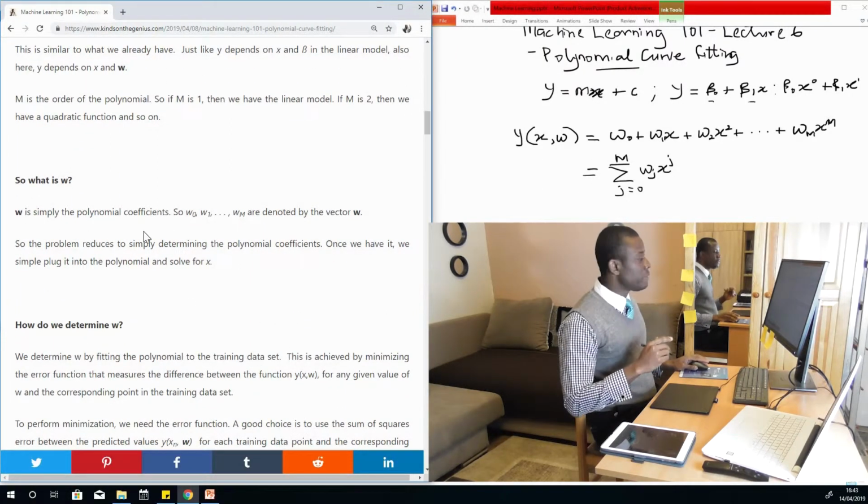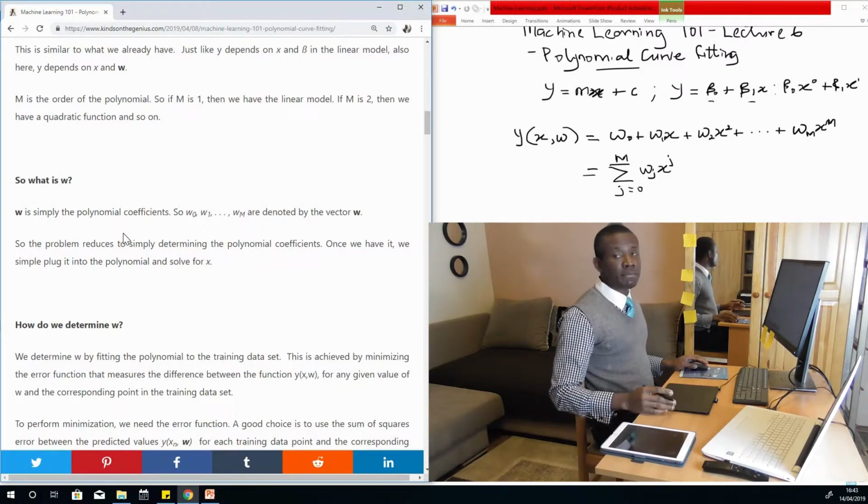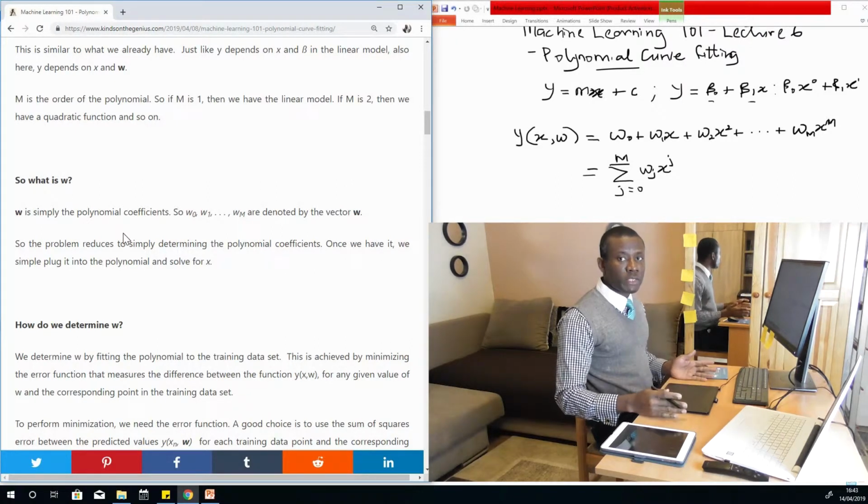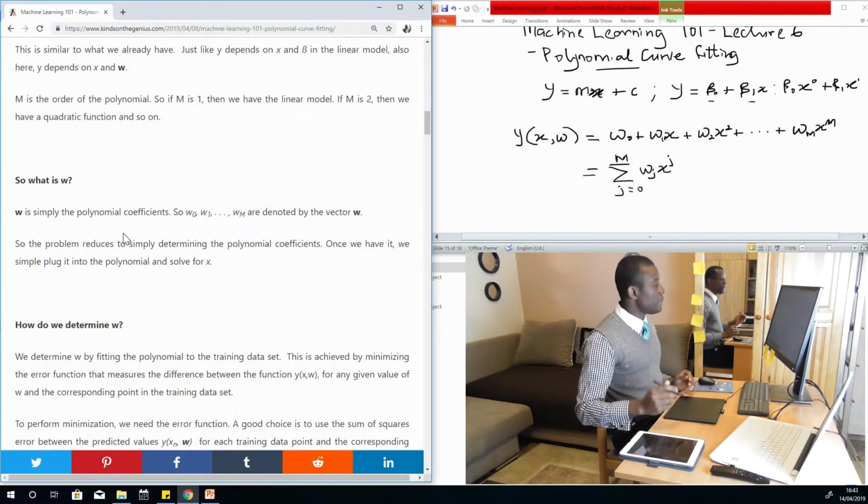I'd like to read directly from my website. W is simply the polynomial coefficients. So w0, w1 to wm are denoted by the vector W. So all the regression coefficients now become one single vector W, made up of a series of items, all the regression coefficients starting from w0 all the way to wm. So the problem reduces to simply determining the polynomial coefficients. That is just what we need. So we don't need to find the intercept at this time. If we have the coefficients, we simply choose the value of m. We can choose m to be 2.